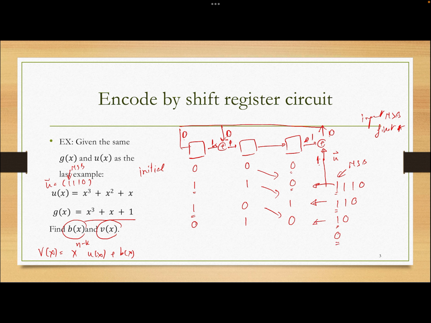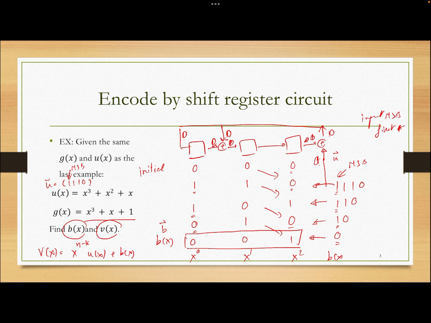So the last bit coming in. 0 plus 0 is 0. So 0 goes down. 0 plus this is 0. Okay, 0 plus 0 is 0. So 0 here and 1 is shifted here. So after the last bit coming in, you get the result of 0, 0, 1. This is b(x), or b, in binary form. So it's the coefficients of x to the 0, x to the 1, x squared.